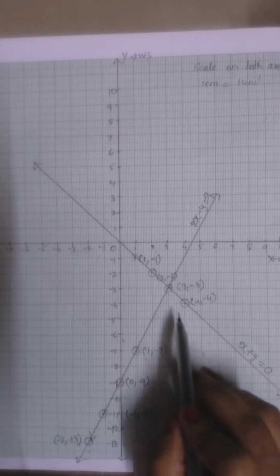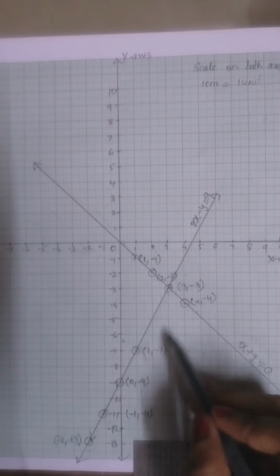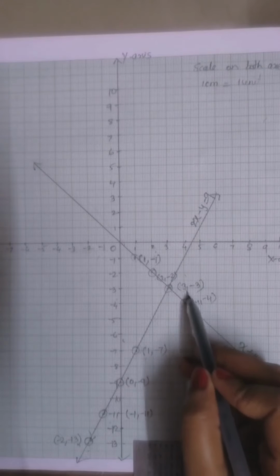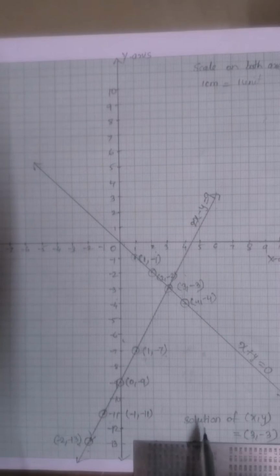Now these two lines are intersecting at one point, which is 3 comma minus 3. So this is the solution of these two equations. Write down here the solution: x comma y equals 3 comma minus 3.